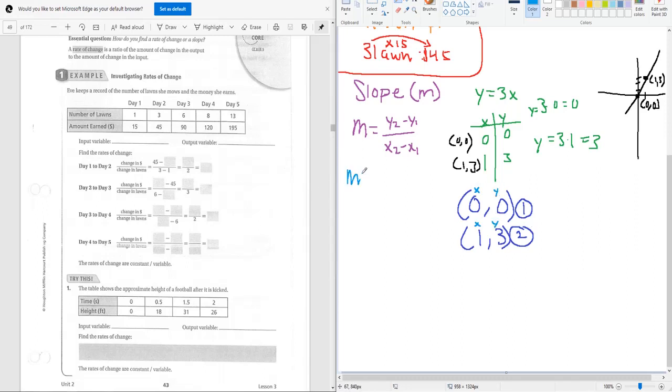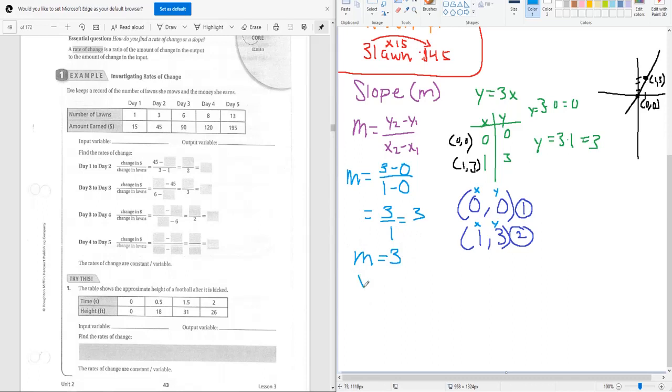So what this is telling me to do is take the y of my second ordered pair. I go to ordered pair number 2 and find the y, that's 3, minus the y of my first ordered pair, which is 0, over the x of my second ordered pair, that's 1, minus the x of my first ordered pair, that's 0. So that is 3 over 1, which is just 3. So my m, my slope, my rate of change is 3.